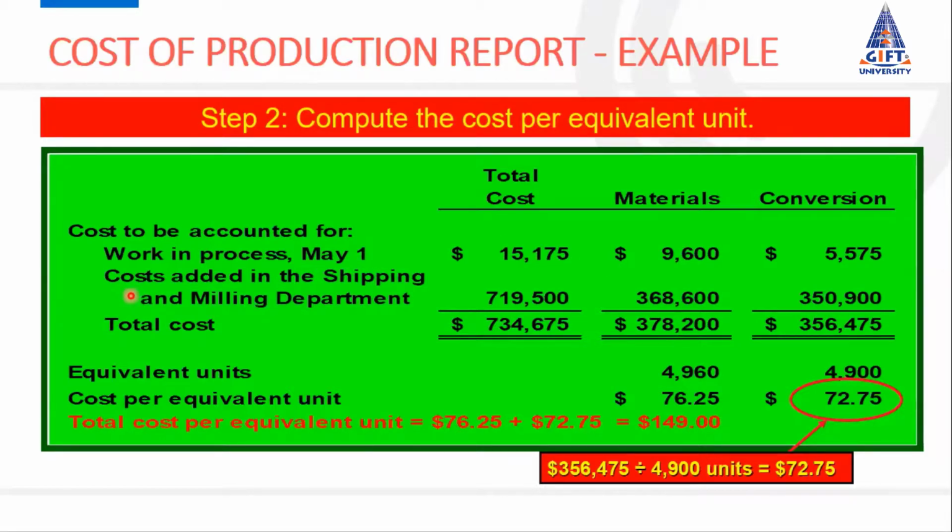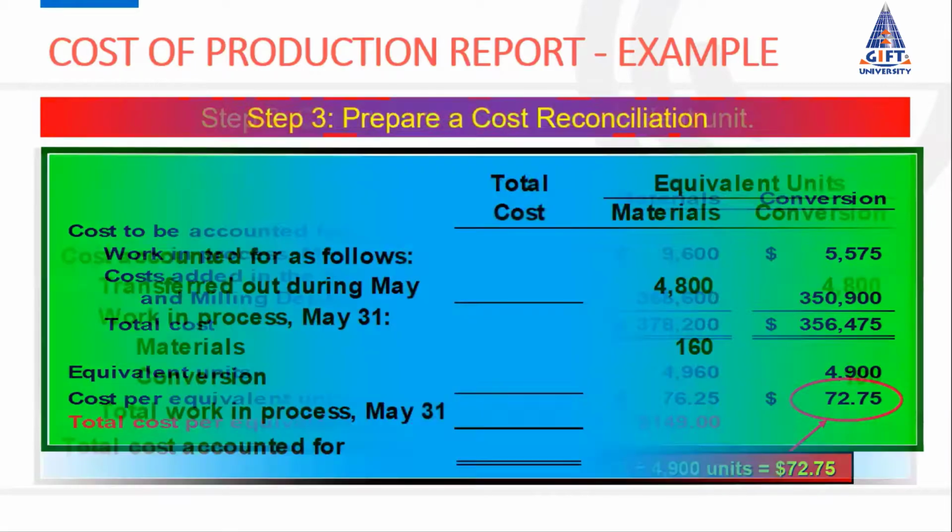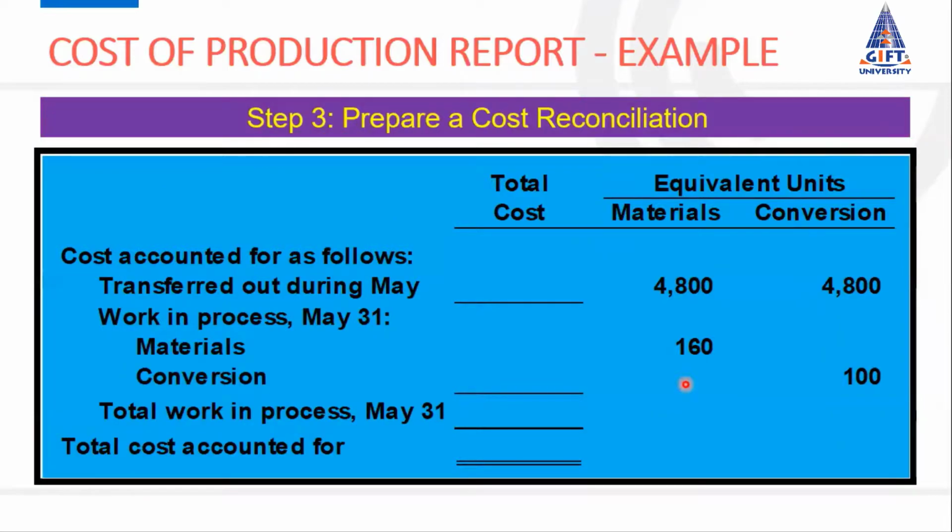Then we had added this period. So here is the cost added this period. It means this is the replica of the quantity schedule. And here, this is the replica of the second part of the quantity schedule, in which we reconcile the number of units. Here, we have to reconcile the cost of all those units. From this, we will use these equivalent unit calculations as well for calculating these costs.